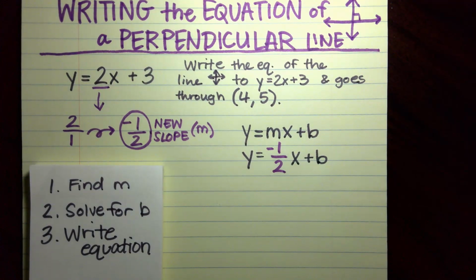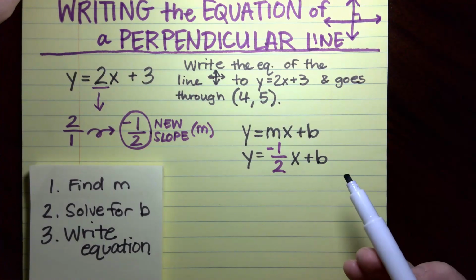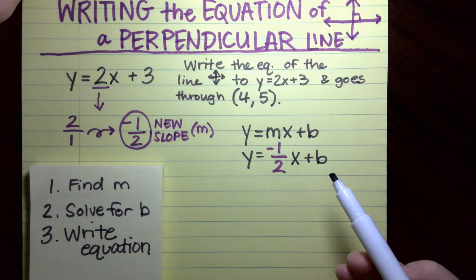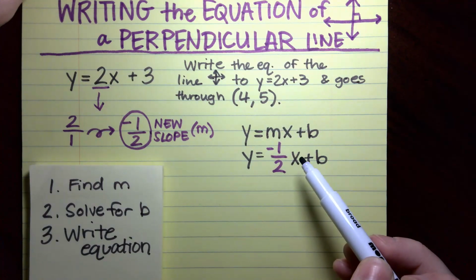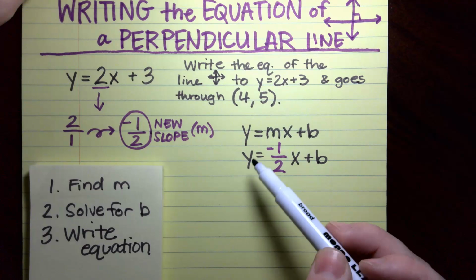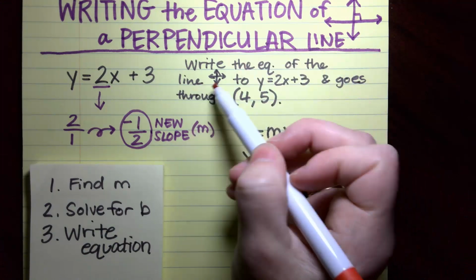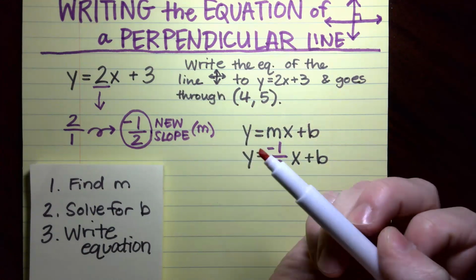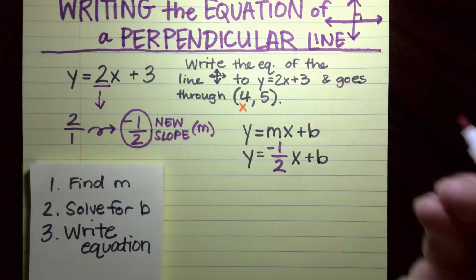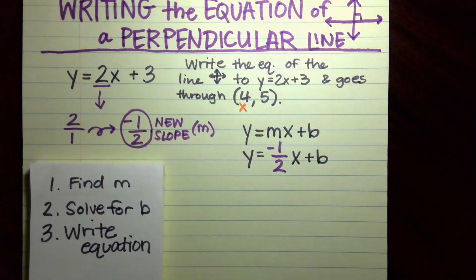And now what do I need to do to solve for b? You have to plug in the x and the y. Yeah, we need to plug in a value for x and a value for y. Do we have an x value and a y value that we can use? Yes, 5 or 4. So we know that this new line is going through this coordinate. So I'm going to be using 4 for my x and 5 for my y.